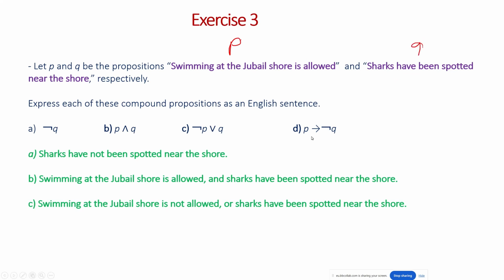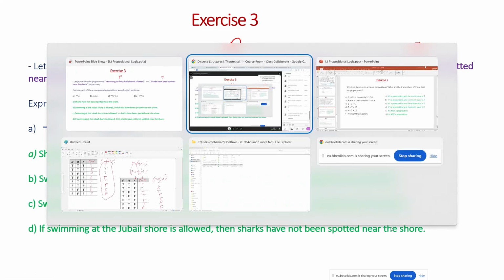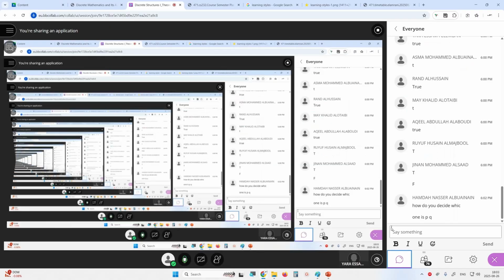Now if we do this, if swimming at the Jubel shore is allowed, then sharks have not been spotted near the shore. Because it's not Q, and we just negate that. So if swimming at the Jubel shore is allowed, then sharks have not been spotted near the shore. All good? Everybody's okay?